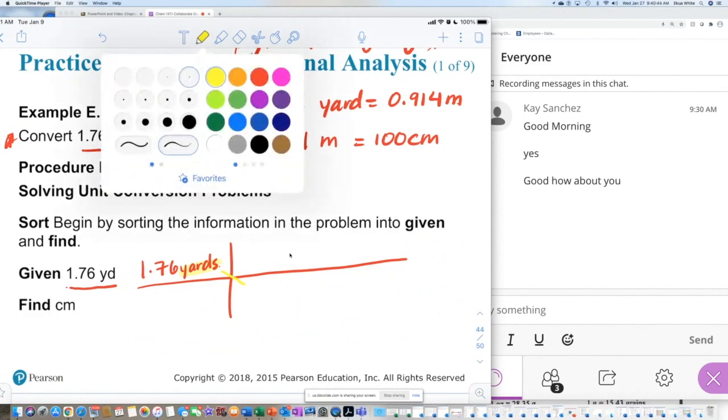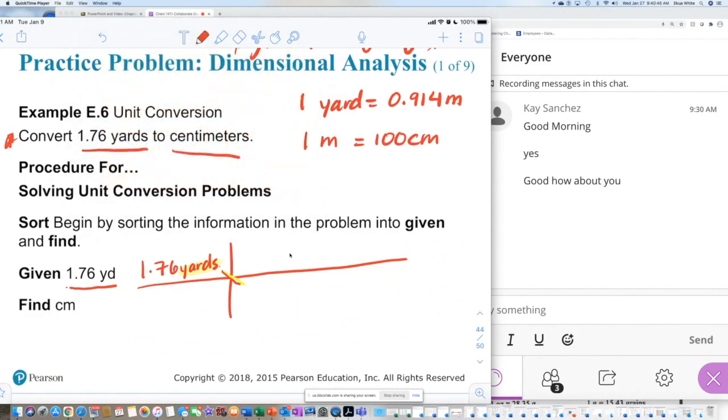Oops, wrong thing. On the bottom right. So the units must match from top left to bottom right. They must be the same unit. So that drives what you pick next. Since my units right here is yards, I have to pick a conversion factor that has the word yard in it or the units yard.